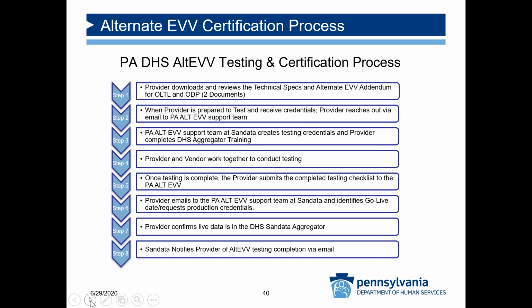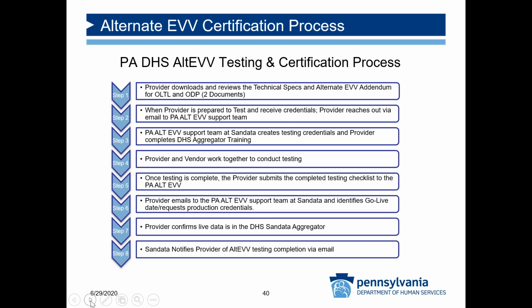The second step is when the provider is prepared to test and receive credentials, the provider reaches out via email to the PA Alt EVV support team. The third step is the PA Alt EVV support team at Sandata creates the testing credentials, and the provider completes DHS aggregator training. Step 4, the provider and the vendor work together to conduct testing. Step 5, once testing is complete, the provider submits the completed testing checklist to PA Alt EVV. Step 6 then, the provider emails the PA Alt EVV support team at Sandata and identifies the go live date and requests production credentials. Step 7, the provider confirms live data is in the DHS Sandata aggregator. And then step 8, Sandata notifies the provider of Alt EVV testing completion via email.